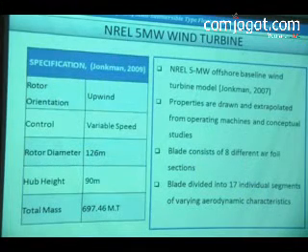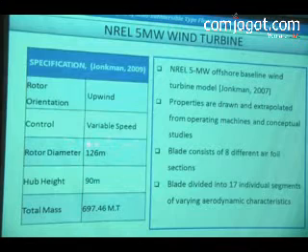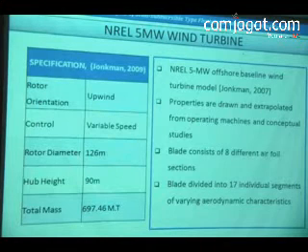Now the wind turbine we have considered is the NREL 5 megawatt wind turbine. It is not a real wind turbine, but a concept. Its rotor orientation is upwind, variable speed, the diameter is about 126 meters, the hub height is 92 meters, and the total mass is about 730 metric tons. So that is the NREL wind turbine they have taken for designing the floater.